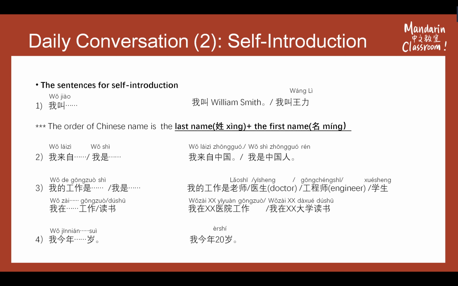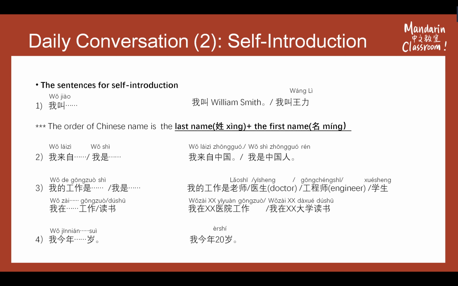So for example, you could say 我在 XX 医院 工作. 医院 means the hospital. So I work in the XX hospital. Or you could say 我在 XX 大学读书. It means I study in the XX university. Yes, you could use this sentence for the extension to introduce yourself.